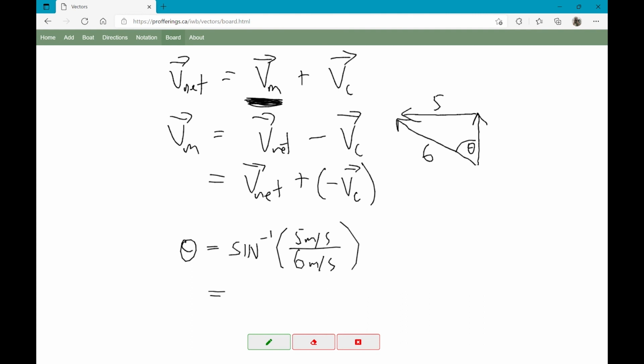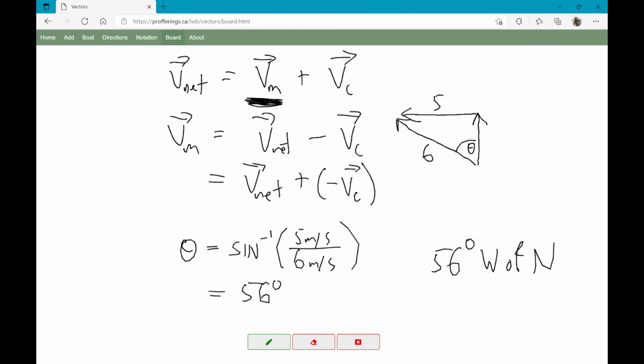And when I do that calculation, I get an angle of 56 degrees. So that angle is 56 degrees, so the direction, I'm going north, then I'm going 56 degrees to the west of north. So the direction I need to point my boat is 56 degrees west of north.